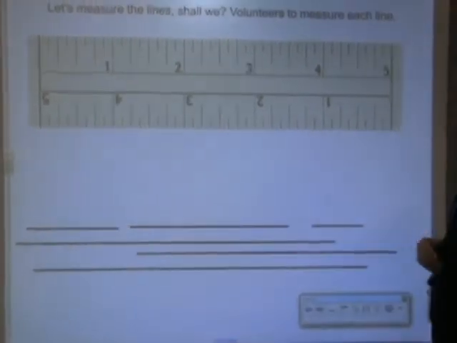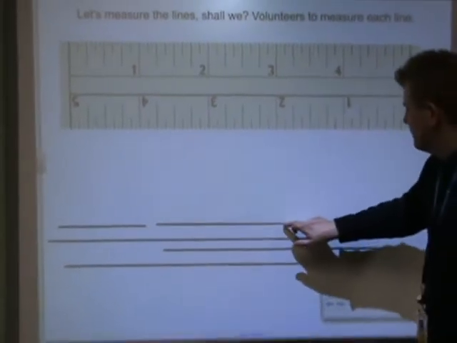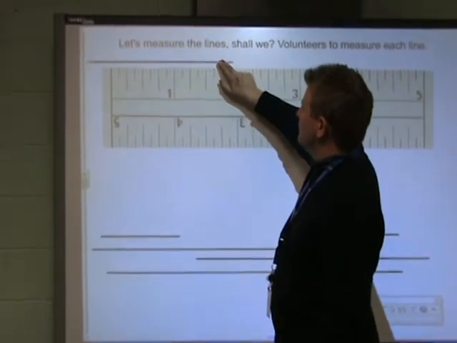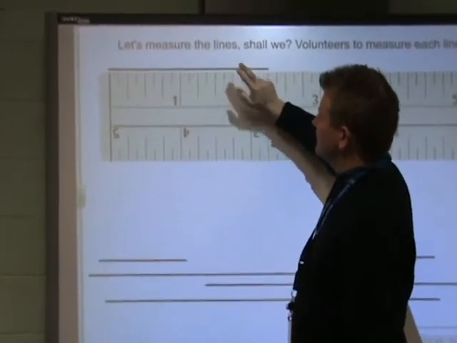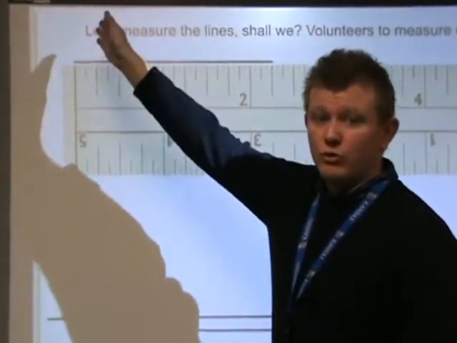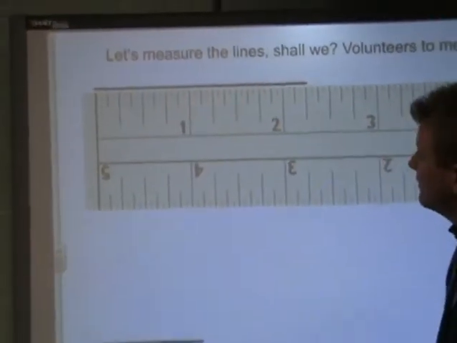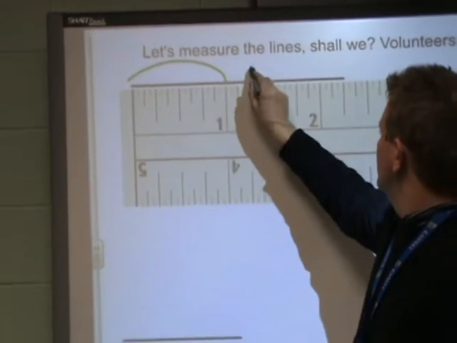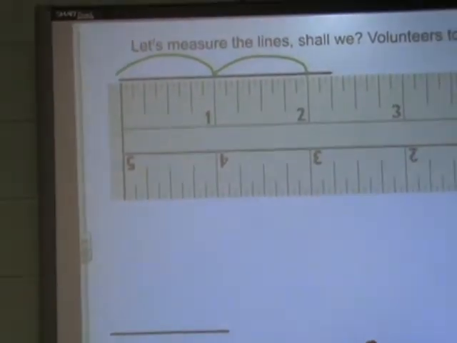Let's measure a couple of lines here, shall we? I'm going to take this line, and as we talked about the last time, it's got to be lined up perfectly with the start of your ruler, or the start of your number line, okay? Well, we go over 1 inch here, so it's longer than an inch. We go over 2 inches here, so it's longer than 2 inches.